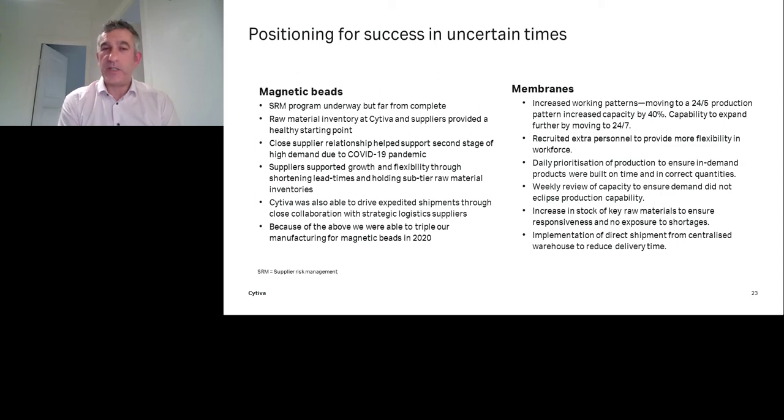And in addition to that, sort of the last point is that we've implemented direct shipments from a centralized warehouse to reduce delivery times to our customers.